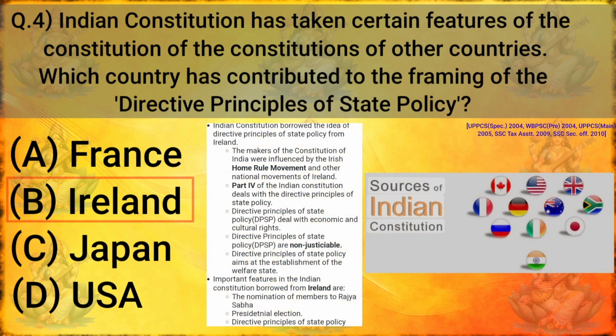The Indian Constitution borrowed the idea of directive principles of state policy from Ireland. The makers of the Constitution of India were influenced by the Irish Home Rule movement and other national movements of Ireland. Part 4 of the Indian Constitution deals with the directive principles of state policy. DPSP deal with economic and cultural rights. They are non-justiciable. DPSP aims at the establishment of a welfare state. Important features borrowed from Ireland are the nomination of members of Rajya Sabha, presidential election, and directive principles of state policy. This question is very important, friends. It came in many exams.